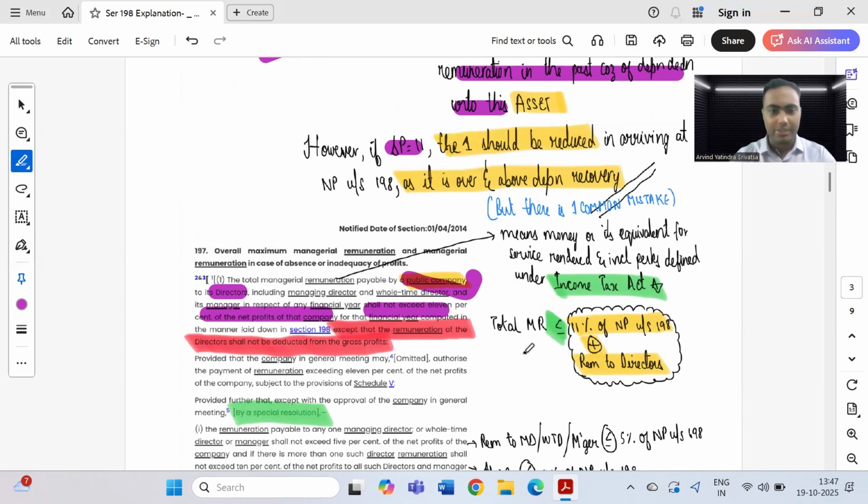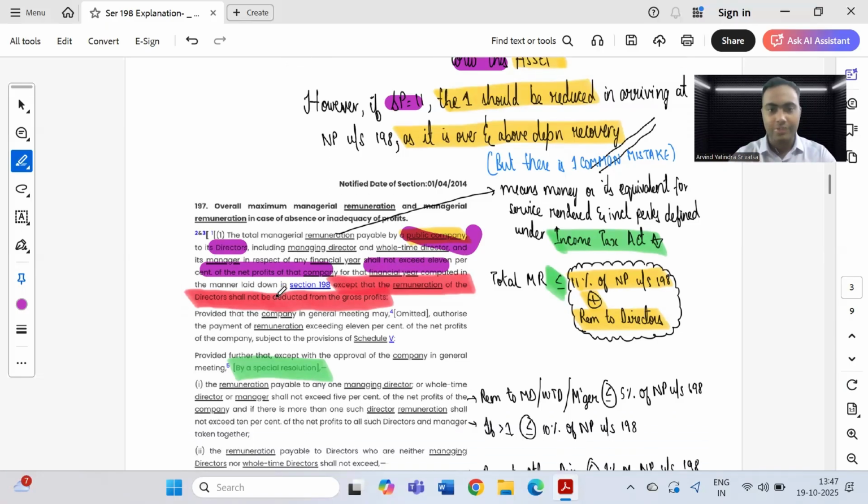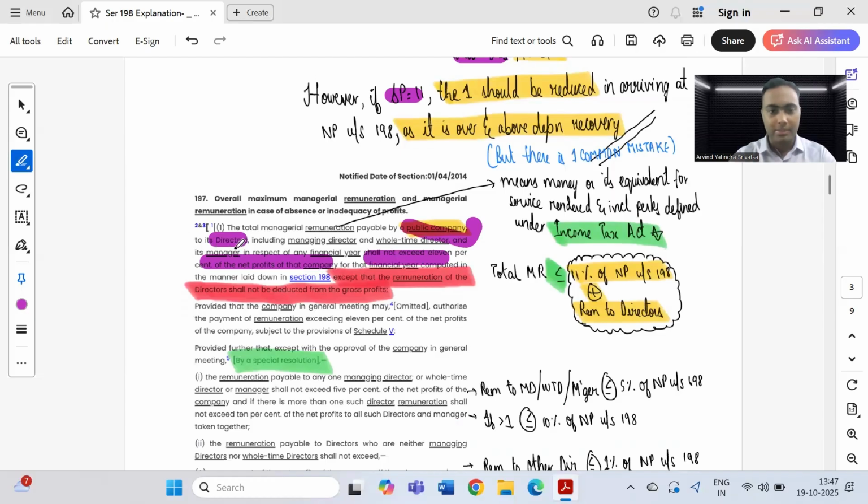198, plus remuneration to your other directors, because your directors includes your other directors as well. For example, you might have an executive director, so it includes him as well, to its directors. It's only saying including managing director. It's not saying excluding your executive director or anything like that, right?